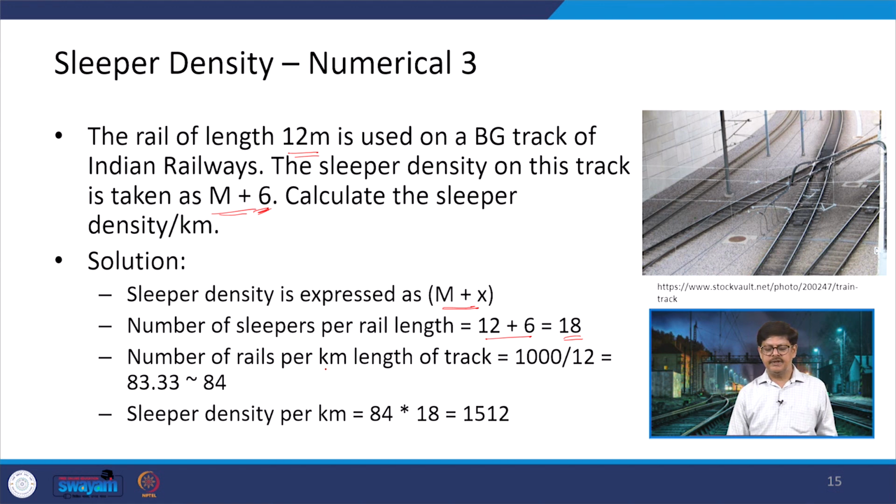So, how many rails are there per kilometer, because you are using a 12 meter long rail? In 1 kilometer we have around 84 rail sections like this, and then the sleeper density per kilometer is going to be how much? The sleeper density is going to be 1512. So, we have taken the number of rails and, in each particular rail, how many sleepers are there. That is how we have calculated the value.